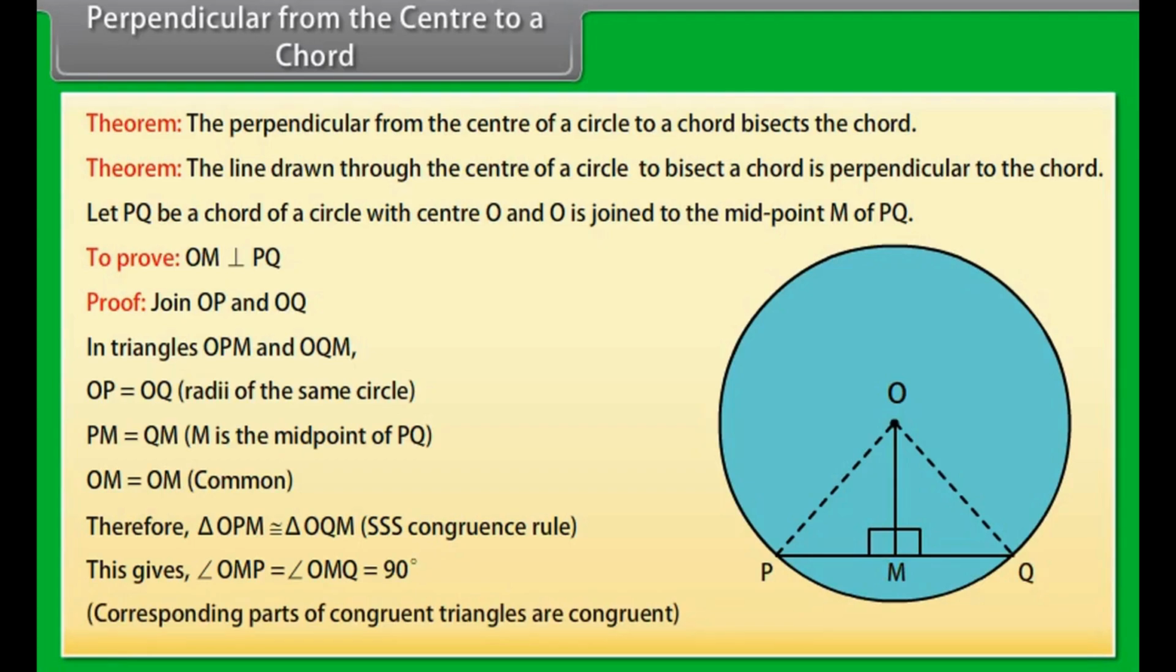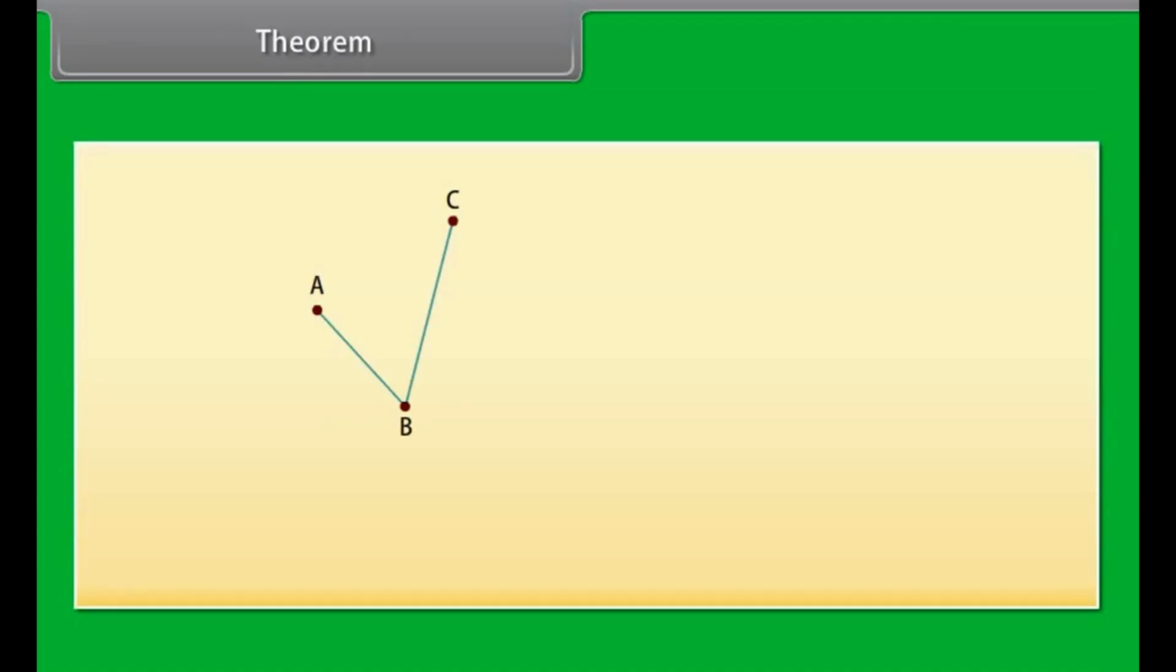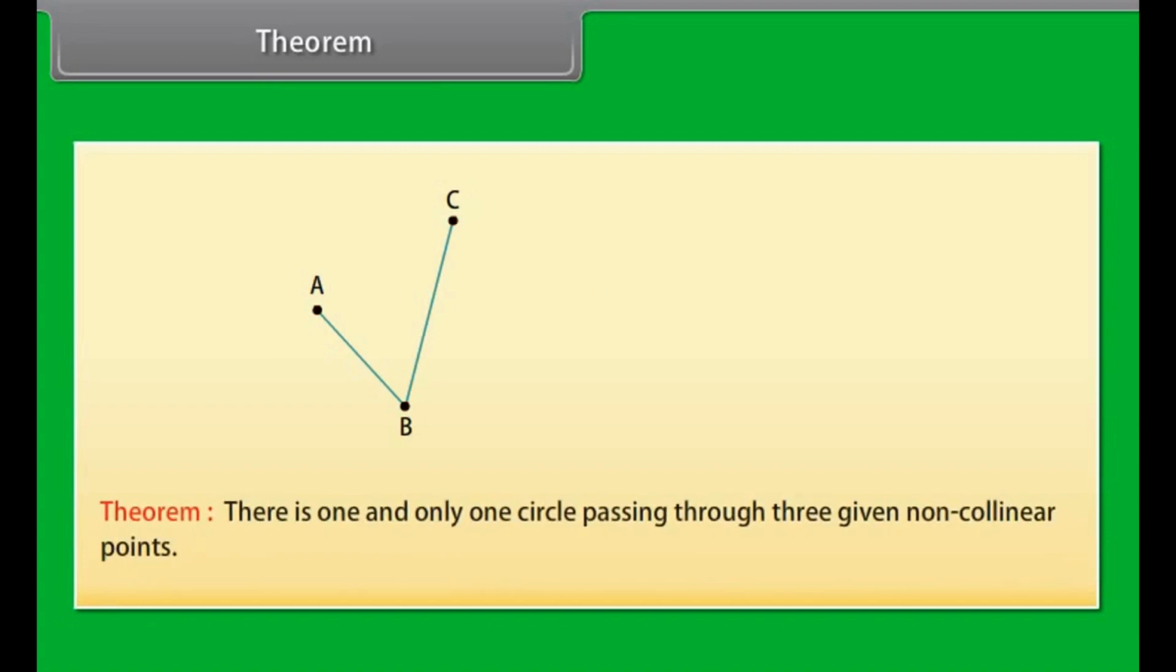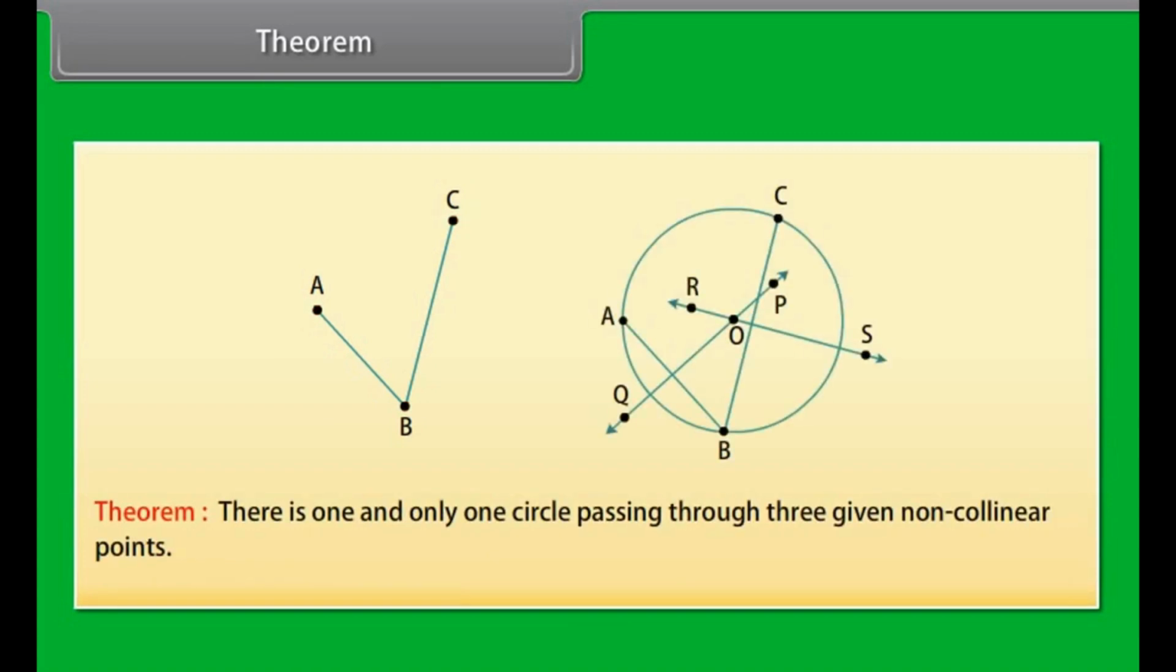Theorem. If we have three non-collinear points, then there is one and only one circle passing through the three given non-collinear points. Perpendicular on the line.